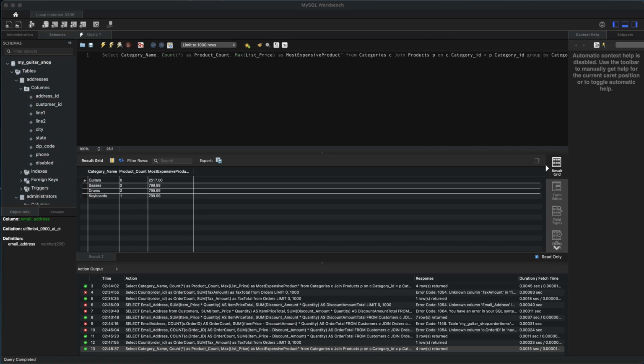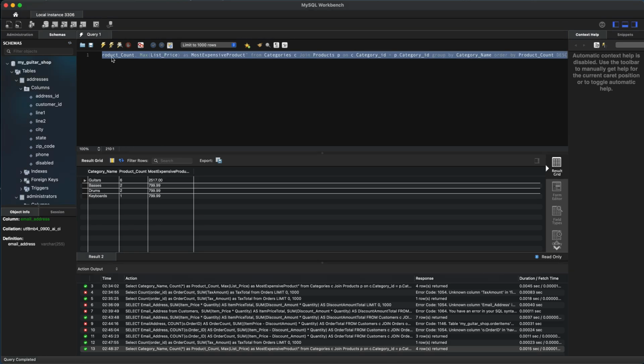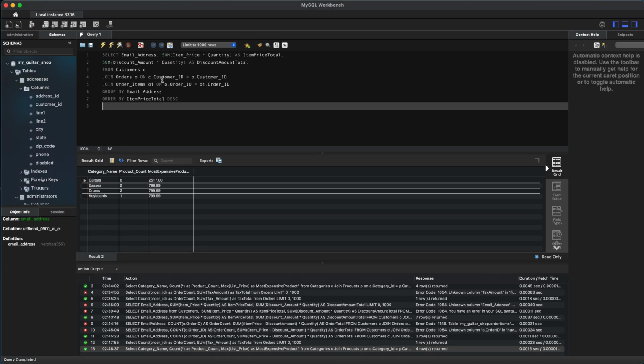Then for the third one, we're going ahead and doing even more calculation. I made this one a little bit easier to read, so I broke this out a little bit better, right? We're selecting email address, and then we're doing a sum of the item price by quantity, item price total, and then the discount amount by quantity. So we're actually doing some multiplication here.